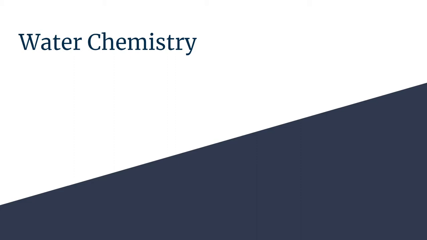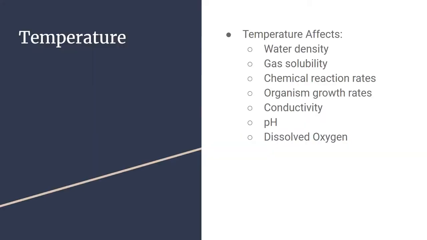So in the video with Kentucky Coffee and Sheila Wallaby, that'll be explained a little more and make a little more sense. So the water chemistry, right? So the temperature of the water affects the water density, gas solubility, chemical reaction rates, organism growth rates, conductivity, pH, and dissolved oxygen. So all those things can be controlled or influenced by temperature itself.